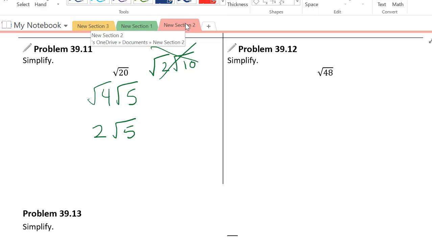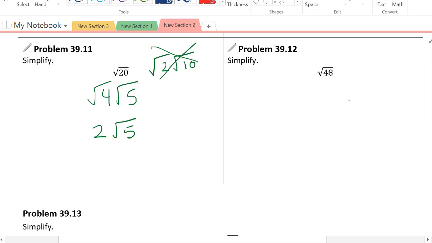Okay, so we have radical 48 here, right? So again, what's a perfect square that goes into 48? Well, you might say 4 and 12, right? Because 4 times 12 is 48. What happens if I do 4 times 12? The square root of 4 is 2, and then the radical 12 is radical 12.